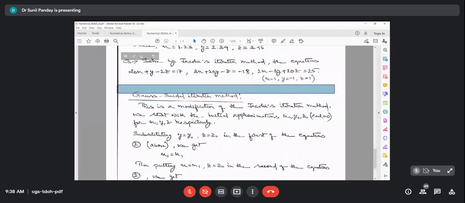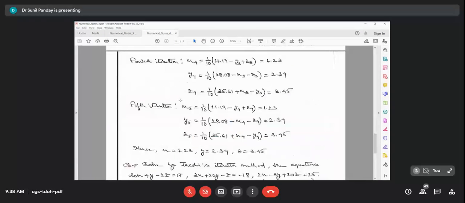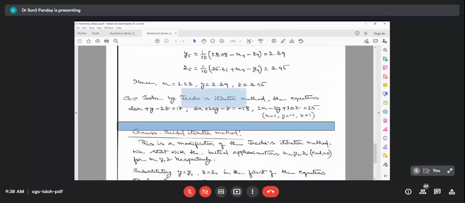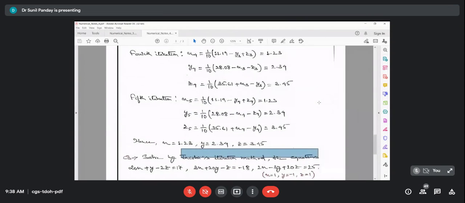Now we have another method known as the Gauss-Seidel iteration method. This method is the same as our Jacobi method, but the difference between Jacobi and Seidel is that when we are calculating the value of x5, we are using the previous values of z4 and y4.